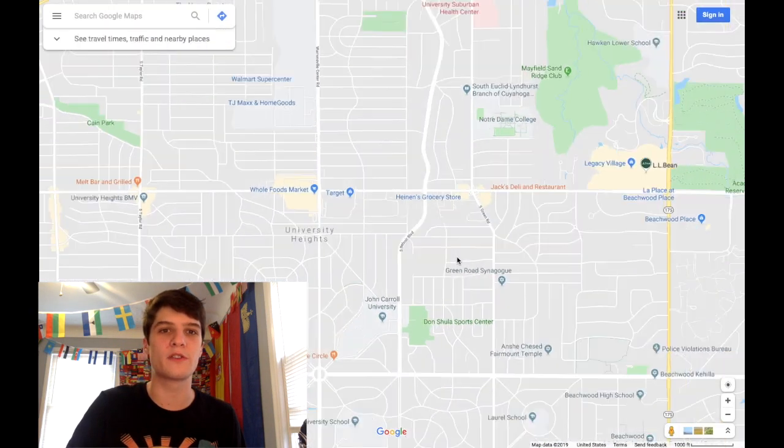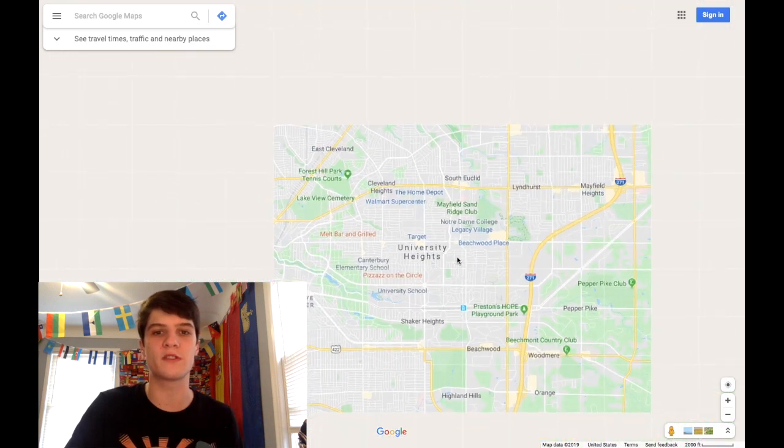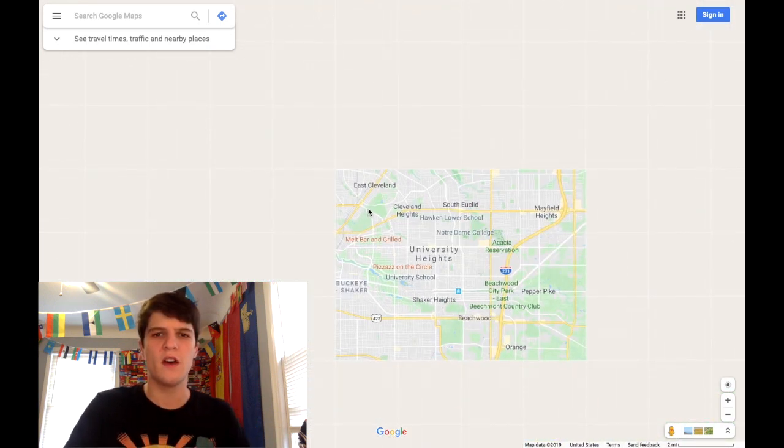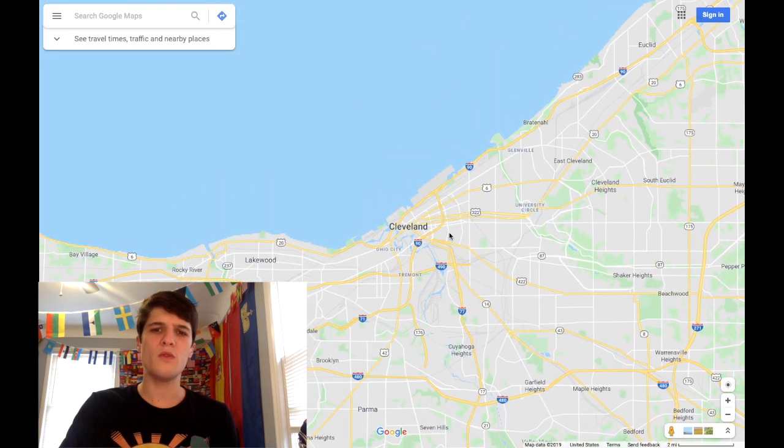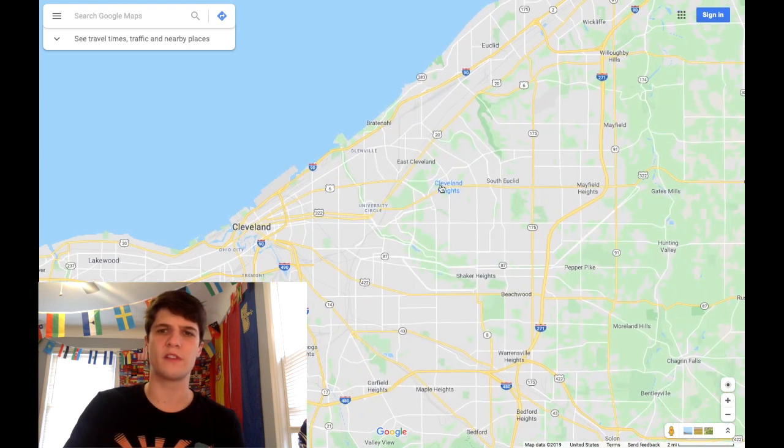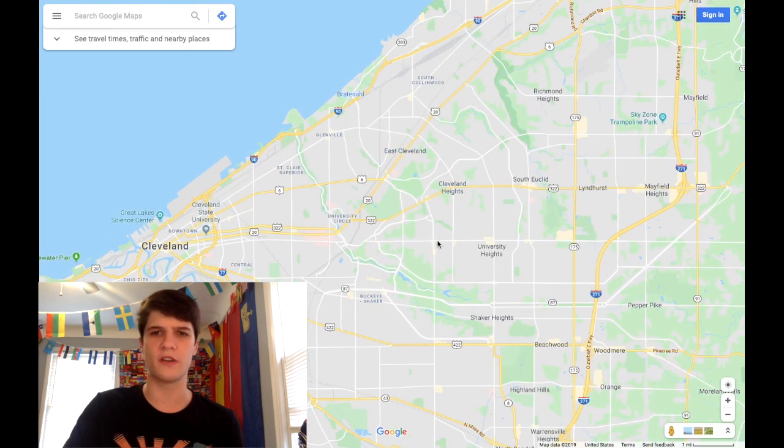Here we go. We're going to start with a really weirdly shaped suburb. Let's just start with the oldest suburbs of Cleveland, which are over here: Cleveland Heights, East Cleveland, Bratenahl, Shaker Heights.